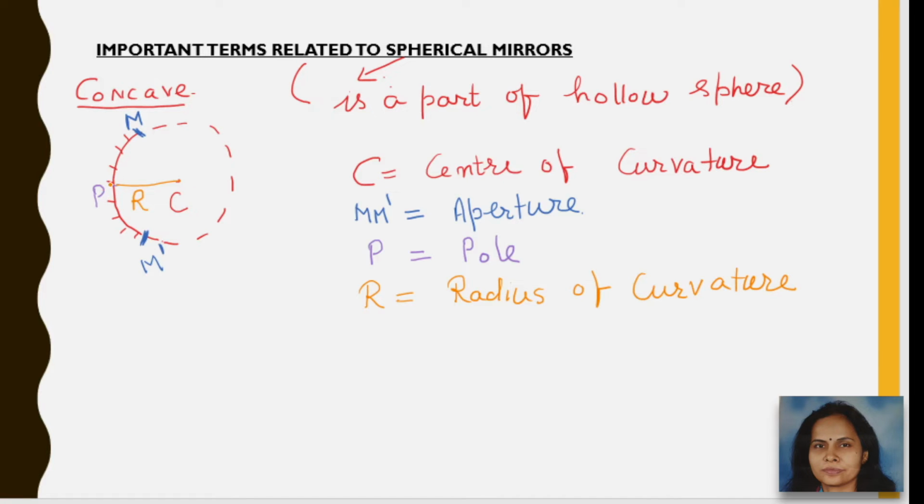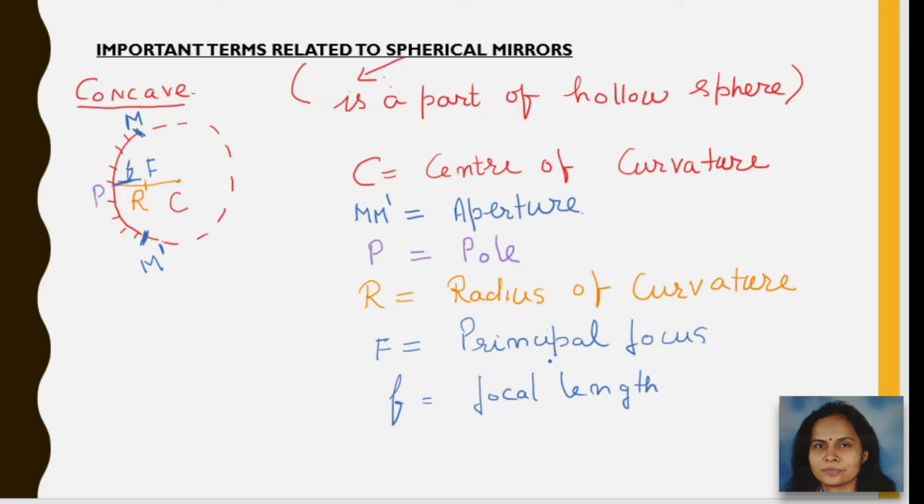Now the center of this radius of curvature, this is the center, is known as the principal focus, which is represented by capital F. So this is known as principal focus. And the last term here is the distance between P and F. This distance is known as focal length, which is represented by small f. So this is the focal length of the spherical mirror. In this case, we are doing it for the concave mirror.